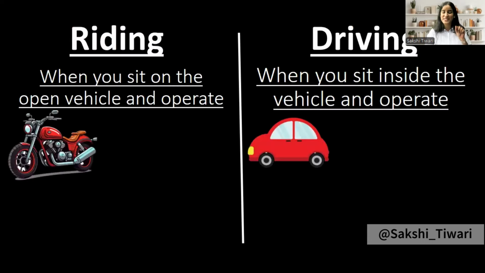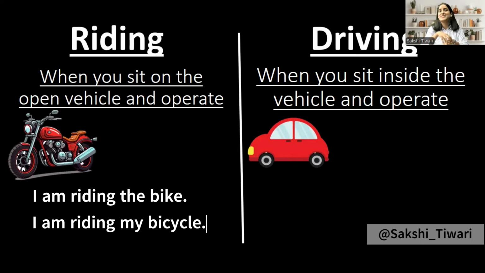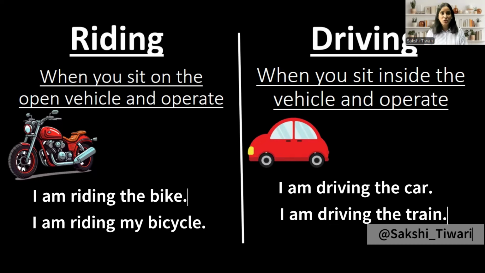The reason is, whenever you sit on an open vehicle, anything that's open, and you operate it, we say riding. I'm riding the bike. I'm riding my bicycle. Because it's open, you're sitting on it, and it's not enclosed. But the moment you are sitting inside a vehicle and operating it, it changes into driving. So when you're inside something, it is called driving. Otherwise, it is riding. Like, I'm driving the car. I hope you're able to understand.